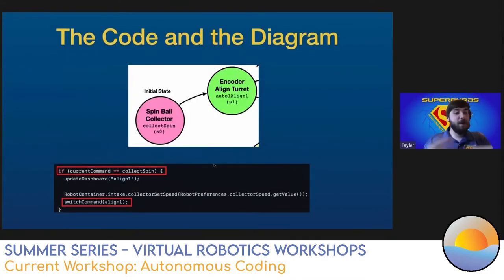Just seeing all the code at once can be a little bit confusing. So we're going to break it down a little bit further and show the code and the diagram side by side. For the initial state, the spin ball collector, it says if current command is collect spin, switch the command to align 1. So you can see spin ball collector will transition to align 1 as soon as the command ends.